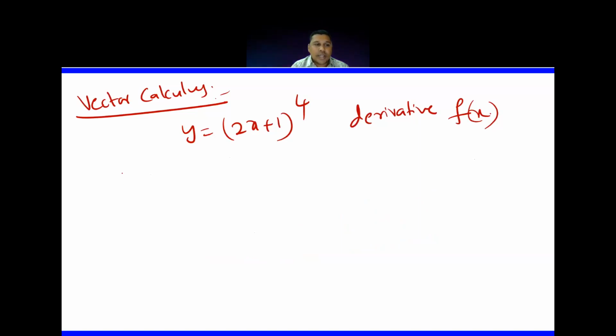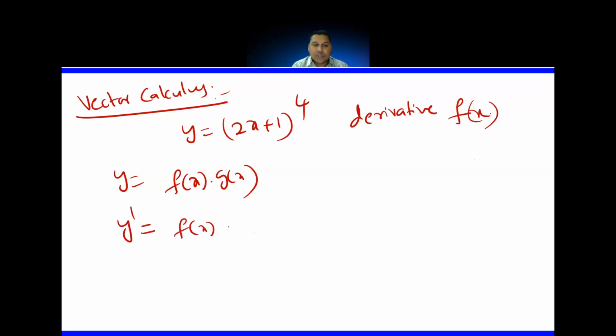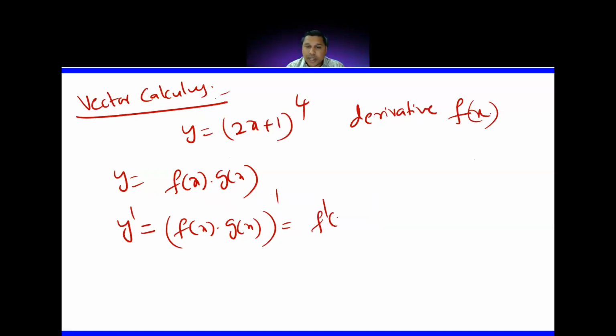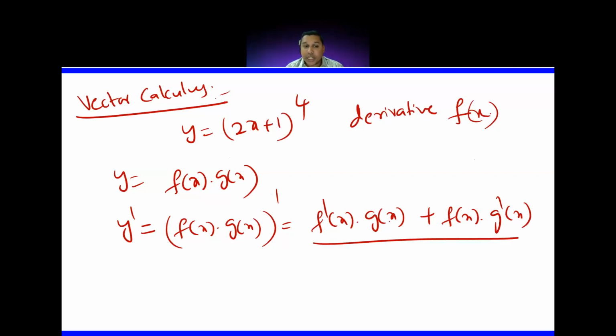Suppose you have a function y equal to f of x into g of x. What is the derivative of this, (f of x into g of x) whole bar? It's simple. Keeping g of x constant, you take f dash of x into g of x, and keeping f of x constant, f of x into g dash of x. Using this we can find the derivative.